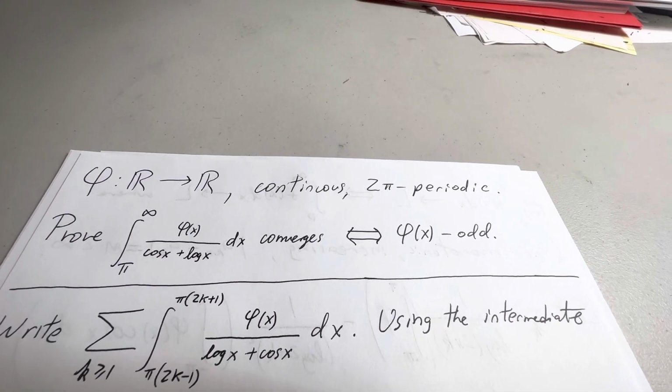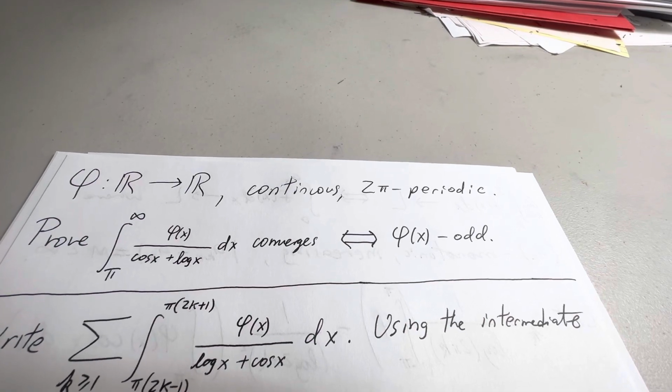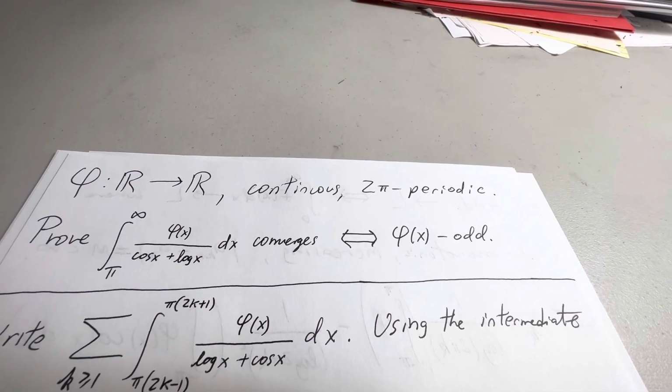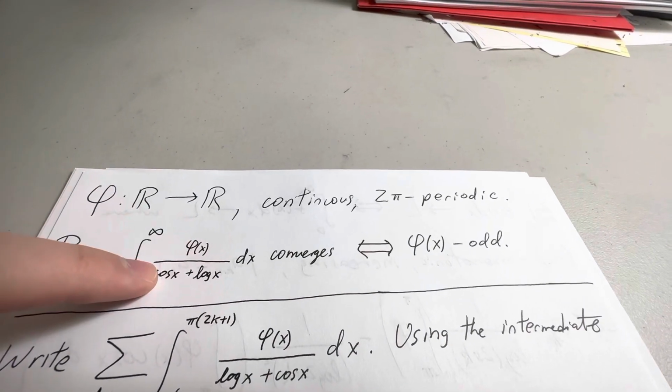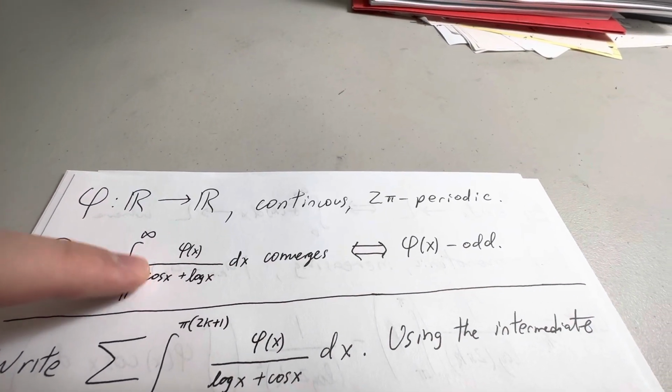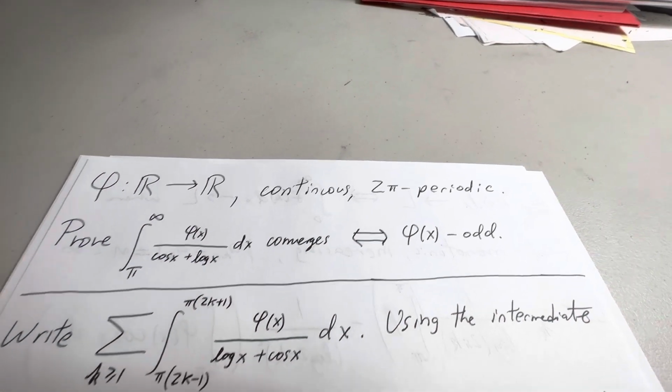Phi is a real valued function of a real variable. It's continuous, 2pi periodic, and we want to prove the following statement. The integral from pi to infinity of phi x over cosine x plus log x converges if and only if phi x is an odd function.